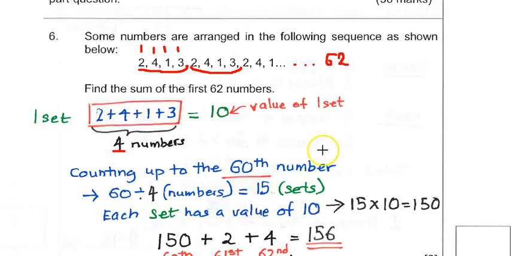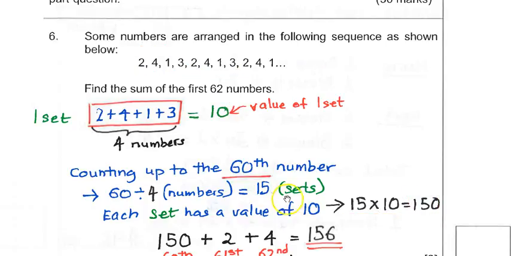Okay. Now, we count up to 60 first. We don't bother about the other 61st and 62nd number. We count until the 60th, right? Now, one set is 4 numbers. Take 60 divided by 4. We found out there are 15 sets actually. 15 sets. One set is 10. 15 sets is 15 times 10. The value of these 15 sets of numbers is 150.